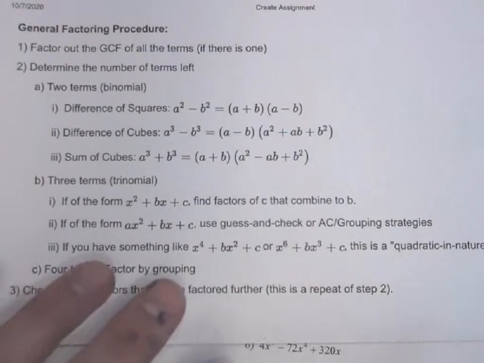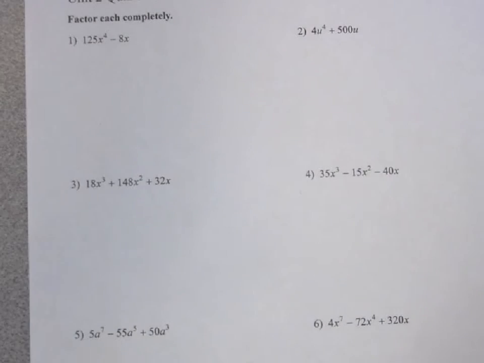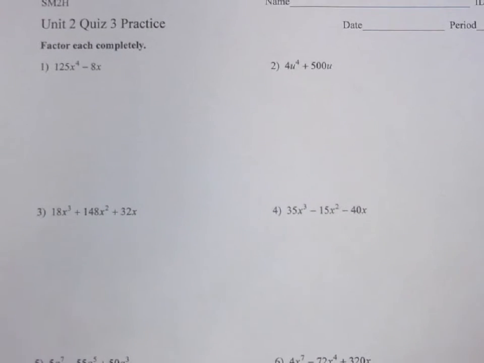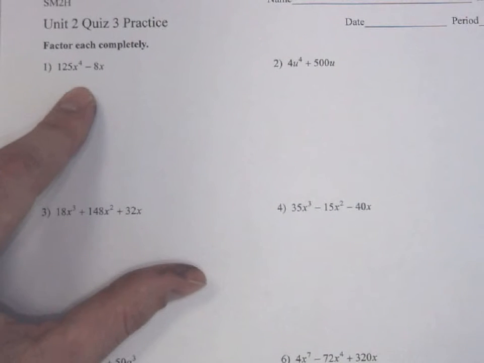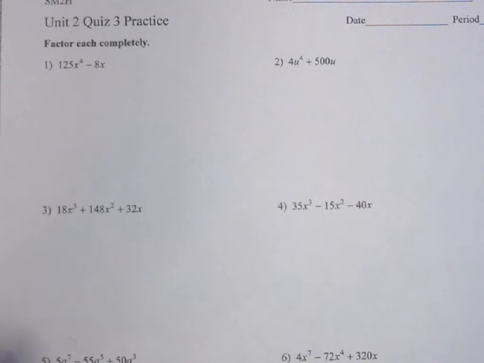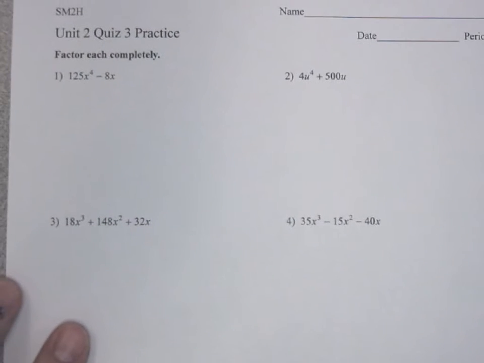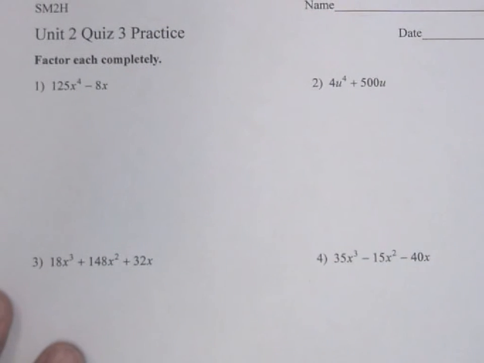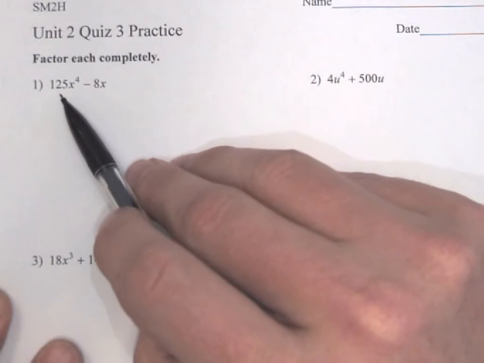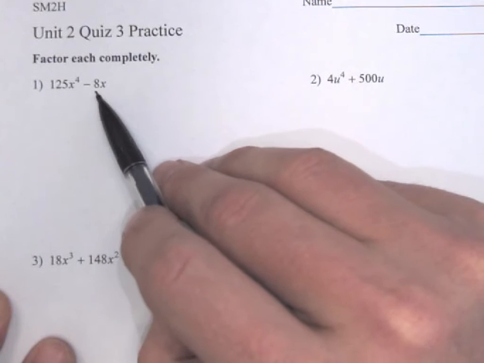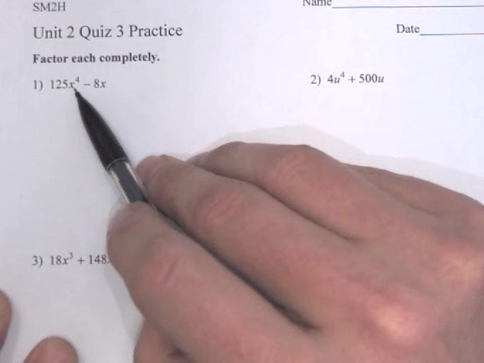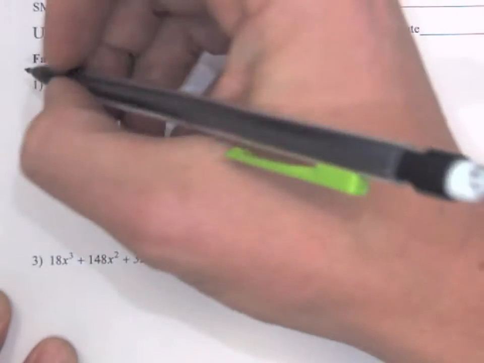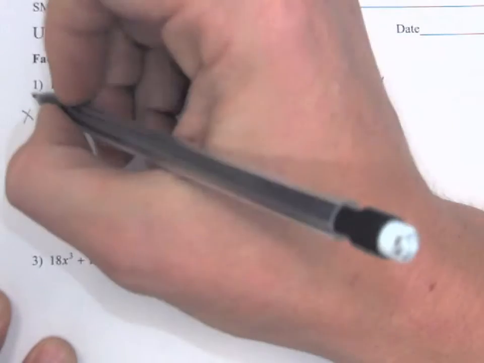So let's take a look at some of these problems here, and I'm going to go through all of these for you. The first one, we have 125x to the fourth minus 8x. Let me zoom in a little bit here. There we go. The first thing we want to do is find the greatest common factor. Now there's not a number besides 1 that goes into 125 and 8, but x goes into both of these, so we can actually factor out an x. So the greatest common factor is x.